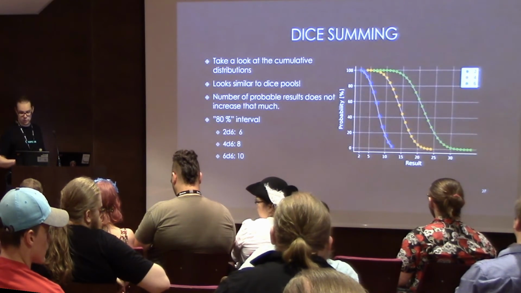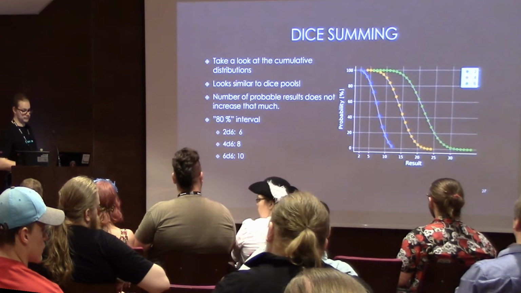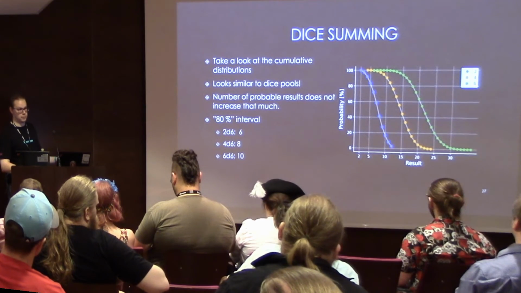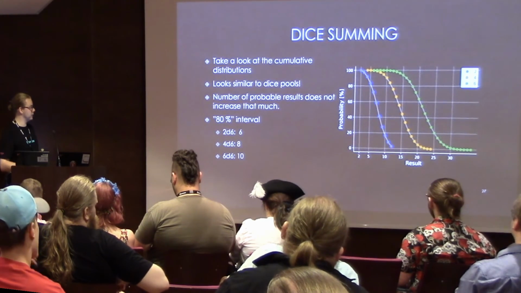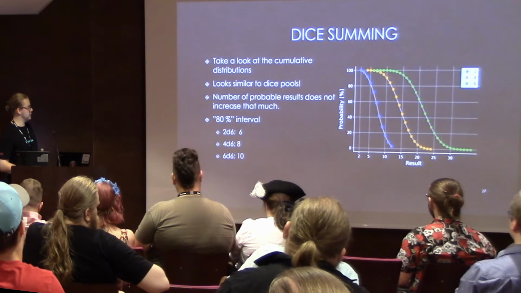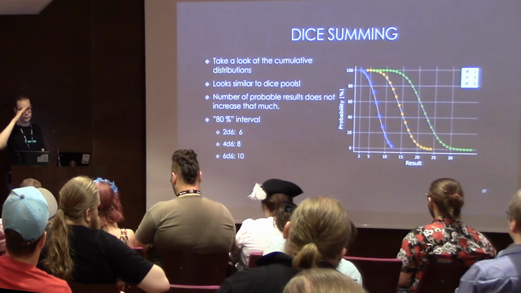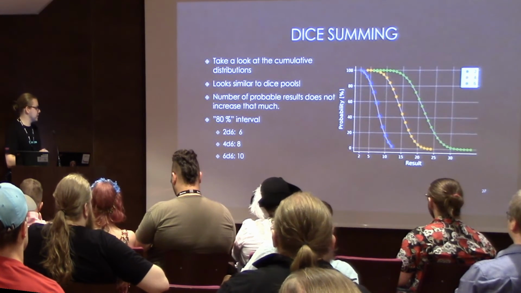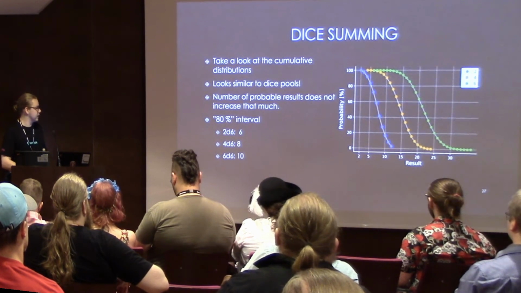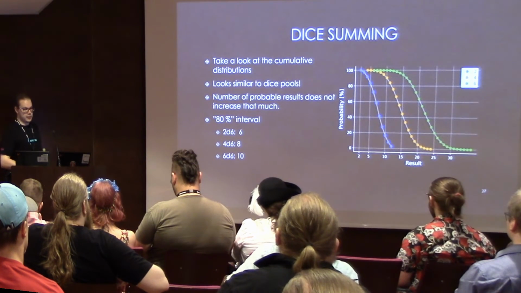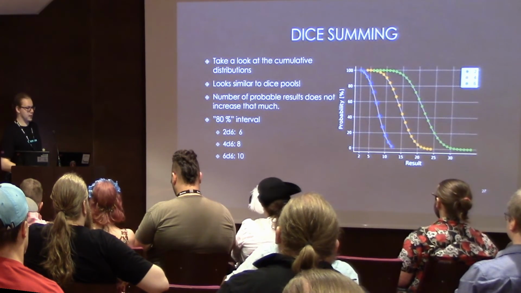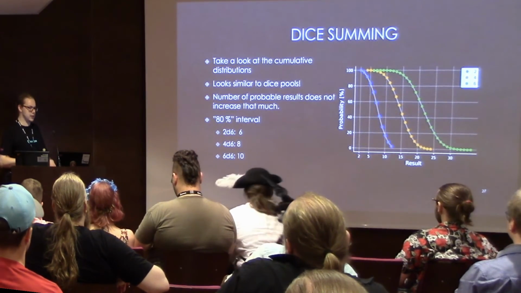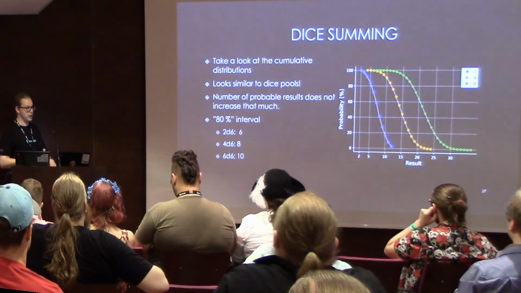And this can also be illustrated by the cumulative distribution. Here we have a very similar behavior to the dice pools. We also have this S shape that is very pronounced. We see that we have this plateau, and then it drops very quickly. And here something interesting also happens. If we consider the so-called 80% interval, the number of results you are most likely to see actually stays pretty small.